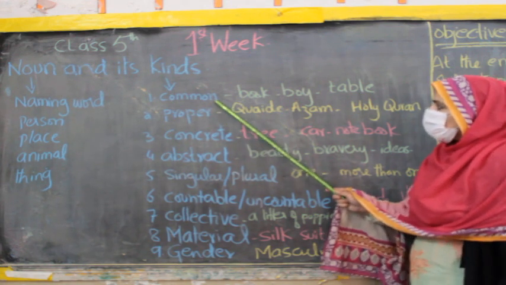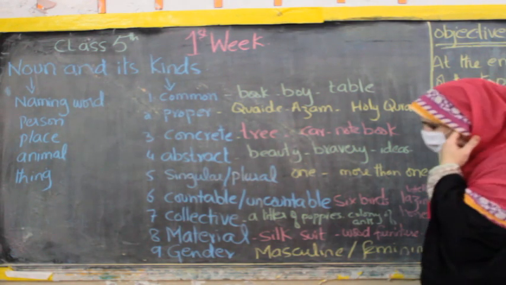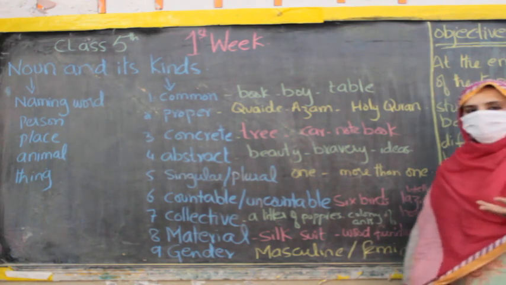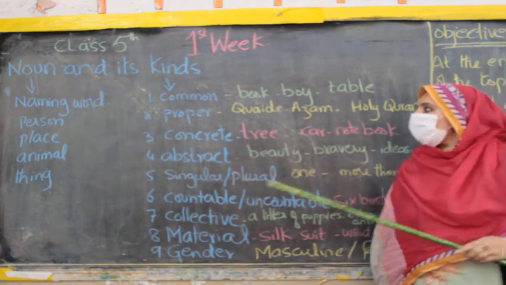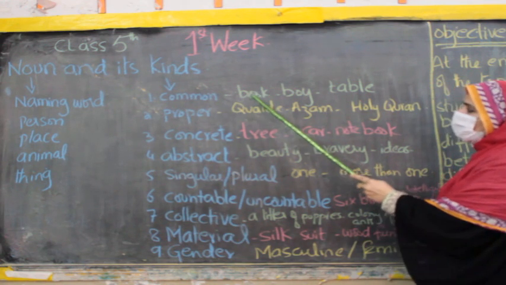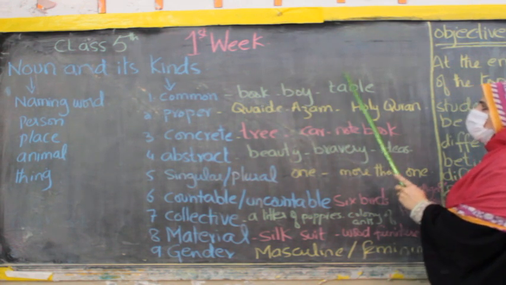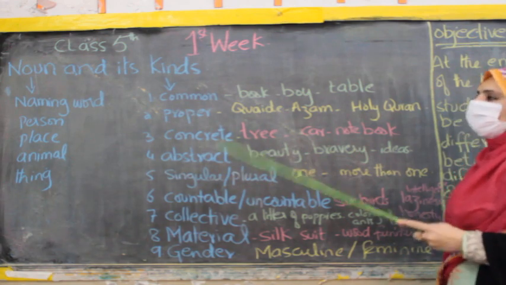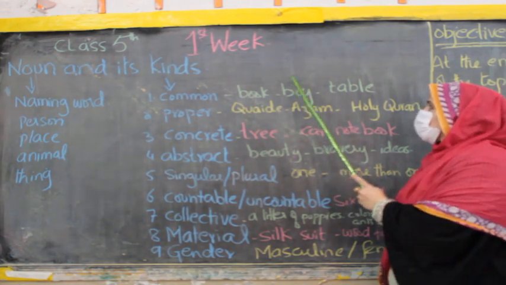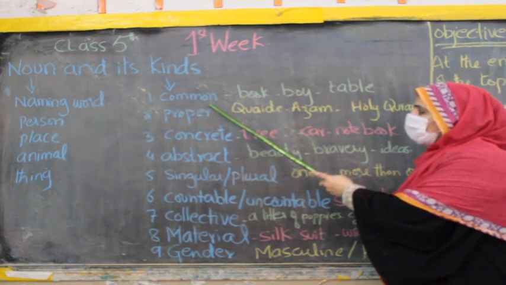The very first we'll discuss is common noun. Now what is common noun? The things which we see around us are all common. And remember one thing, that whenever you write common noun, you write them with small letters. Book, boy, table. We are talking of common noun things in general. It can be any book, it can be any boy, and it can be any table. So it becomes common noun.